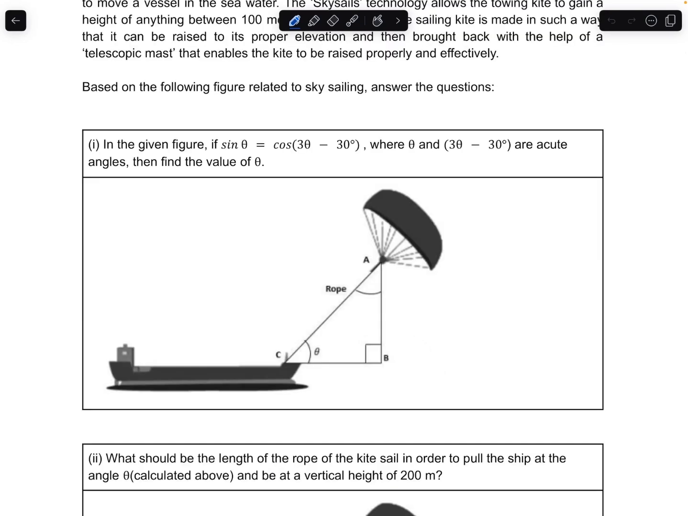Question 1. In the given figure, if sin theta is equal to cos (3 theta minus 30 degree), where theta and 3 theta minus 30 degree are acute angles, then find the value of theta. The given expression is sin theta equals cos (3 theta minus 30 degree). On the left hand side we have the ratio sin, and on the right hand side we have the ratio cos. So let's make it the same on both sides, rewriting sin theta as cos (90 minus theta), and the right hand side is cos (3 theta minus 30 degree), which implies that 90 minus theta is 3 theta minus 30 degree, which is 4 theta equals 120 and theta is 30 degrees.